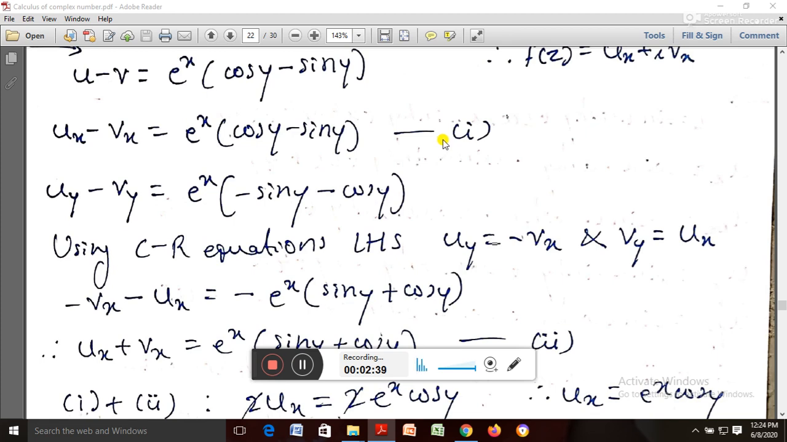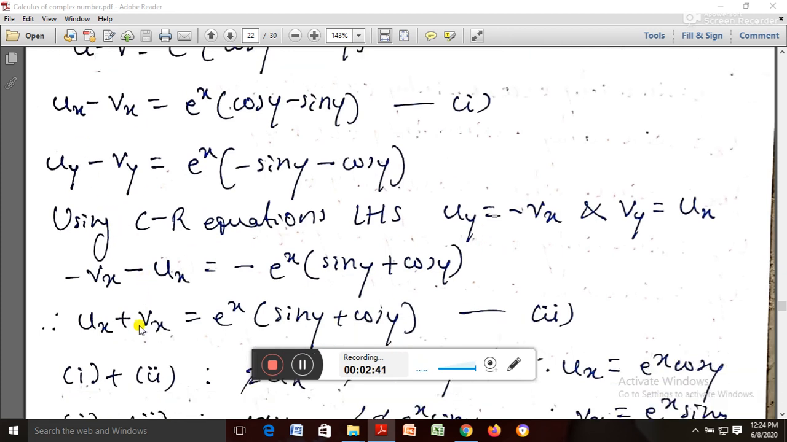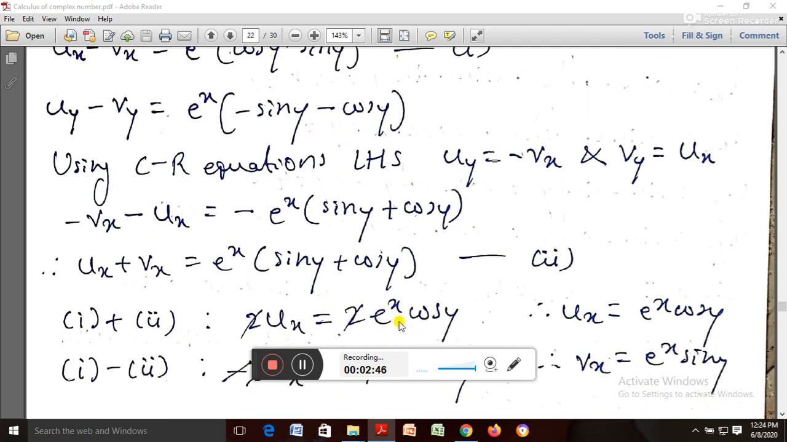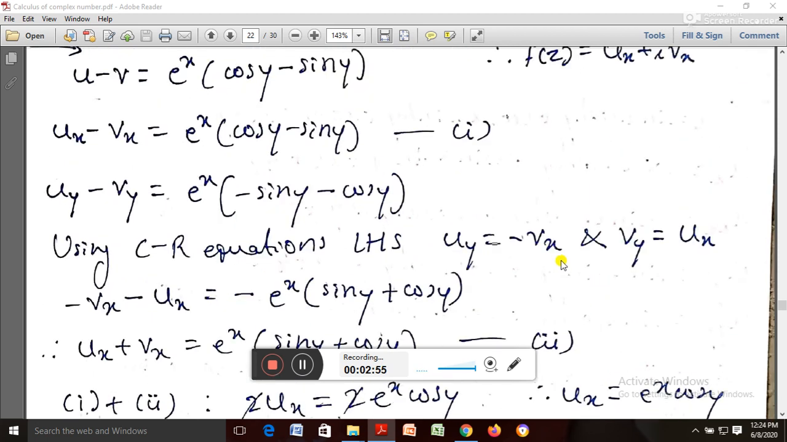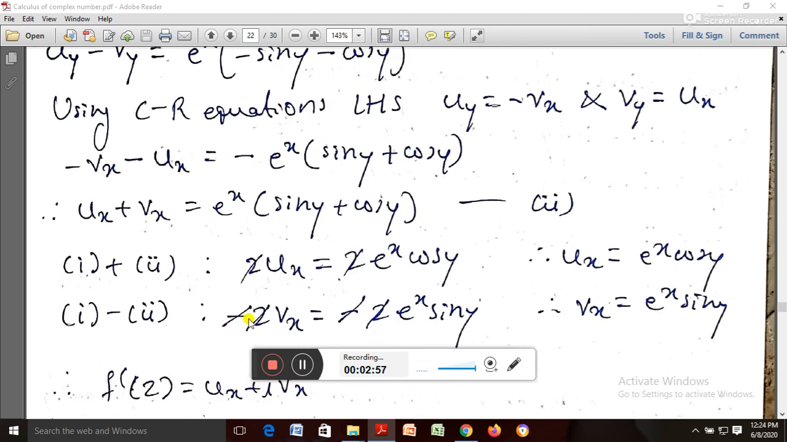Adding equation numbers 1 and 2, vx cancels, the remaining is ux, so 2ux is equal to 2 into e raised to x cos y. So 2 cancels, we get ux is equal to e raised to x into cos y. Subtracting equation 1 from 2, we get minus 2 vx is equal to minus 2 into e raised to x sin y. 2 cancels, minus minus cancels, we get vx is equal to e raised to x into sin y.